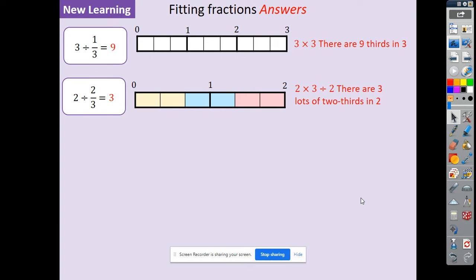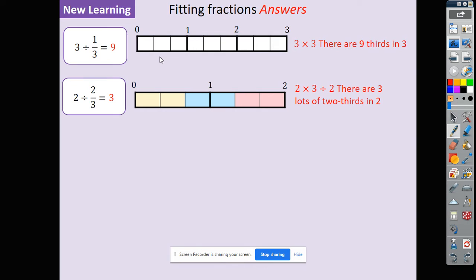Okay, so you should have paused the video, and now you've come back to check your answers. So the first one was 3 divided by a third. So you should have drawn your model here as 3. Now each whole one, you should have split into 1, 2, 3 parts for your thirds. Now we can see how many thirds we have in total. So we have 1, 2, 3, 4, 5, 6, 7, 8, 9 of them. So we know that 3 divided by a third is equal to 9.